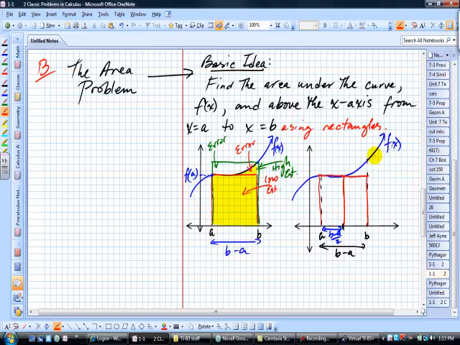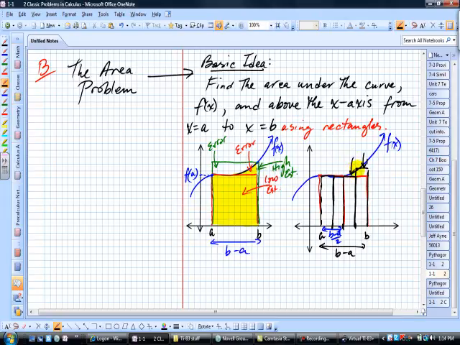So the question is, what can you do to improve it? Well, you could do four rectangles. If you did 4 rectangles, it would look like this. You come in from the left, and then from the left again, and again, and again. And you notice that the error here and here has gotten smaller.